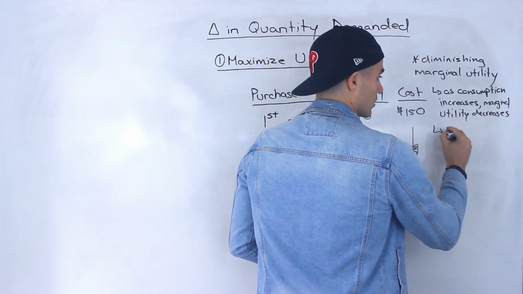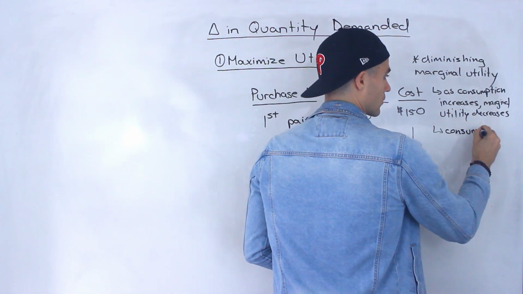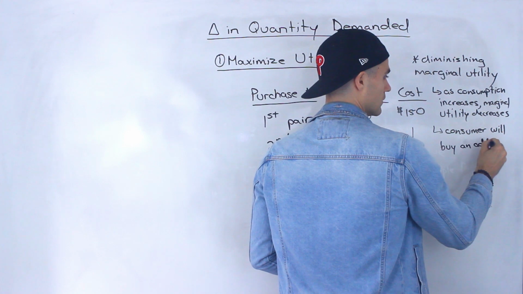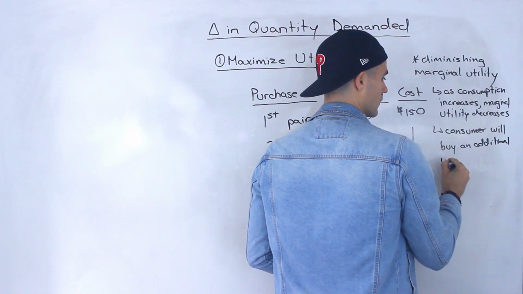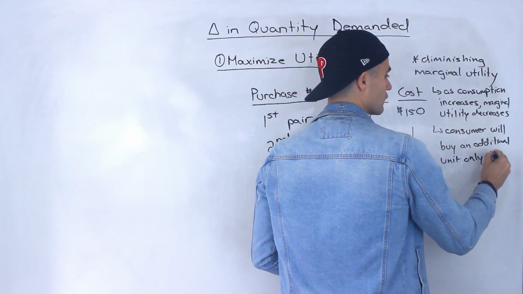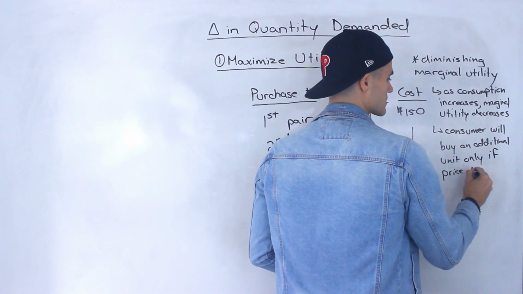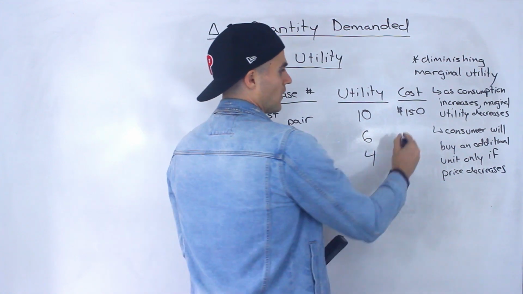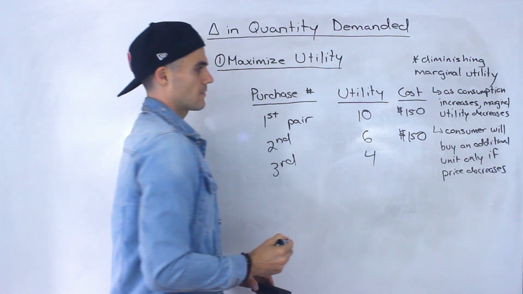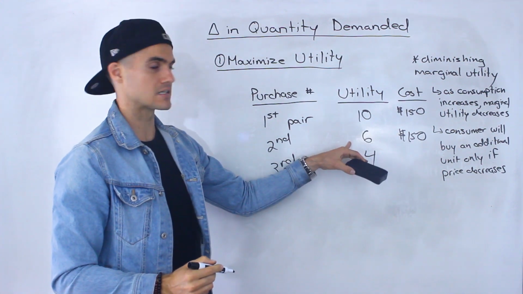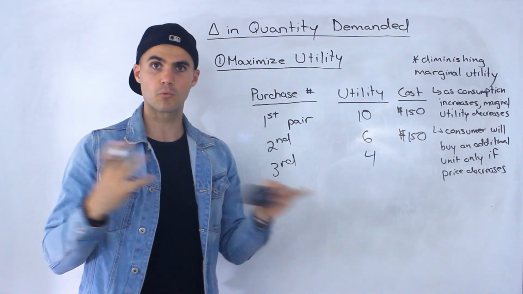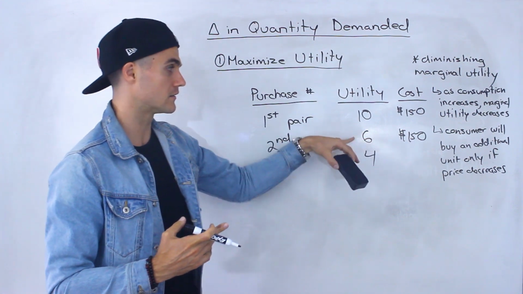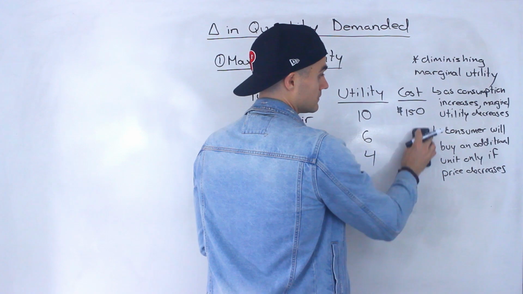And so a consumer will buy an additional unit only if the price decreases. Because if they're spending $150 here again, it doesn't make sense because they're only going to get a utility of 6. They should probably take that $150 and go use it somewhere else where they can get another utility of 10. So they're not going to spend that $150 here for a utility of 6. But they might spend, let's say, $100.